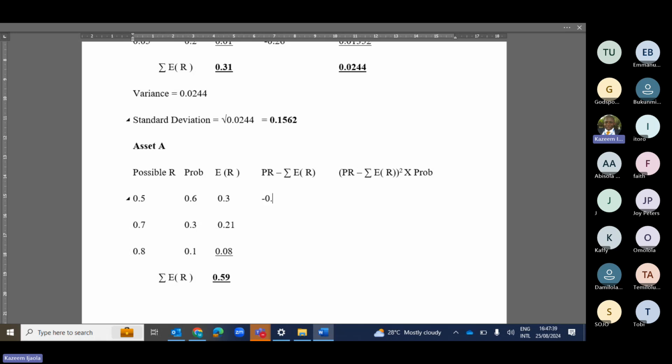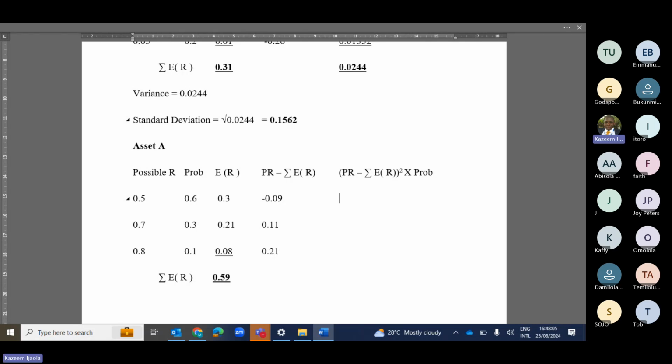So I believe you guys should understand it now. I have 0.7 minus 0.59 for the second one. That's 0.11. Then for the third one, we have 0.8 minus 0.59. So that's 0.21. Okay, so this is what we have.